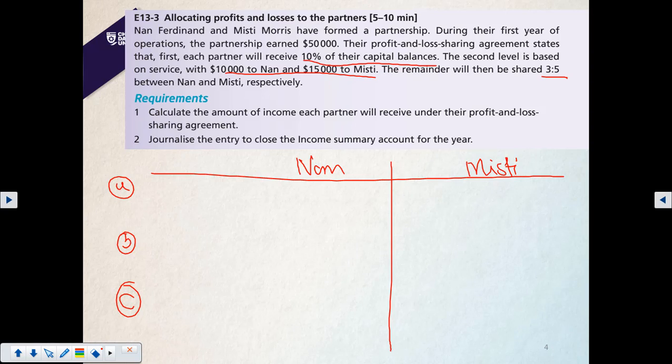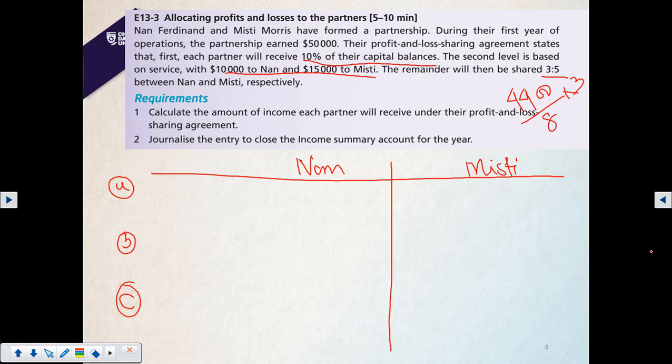10% of 1,03,000 to each one. Okay. And then 10,000 to Nan and 15,000 to Misty. Okay. And remaining 4,400. And 3x plus 5x, 8x, divided by 10. Very good. You got it? 3 plus 5, 8, right? So now, whatever remaining money is there for Nan, for example, 4,400 is remaining, right? Divided by 8, multiplied by 3. And for the other person it is going to be 5. Okay? 3 is to 5 will be calculated this way.